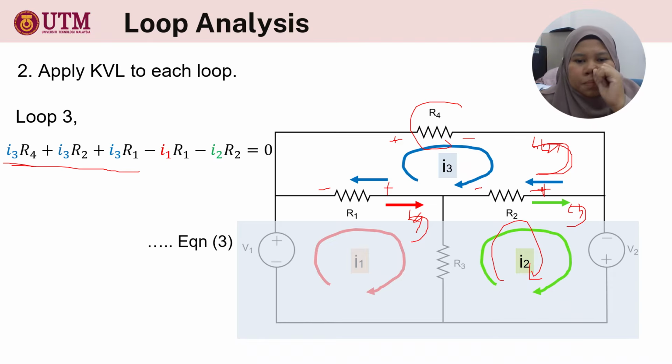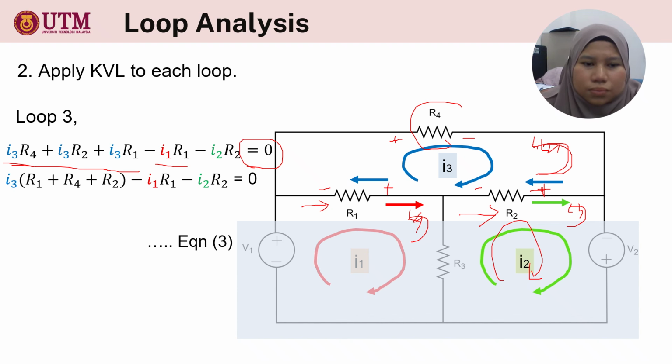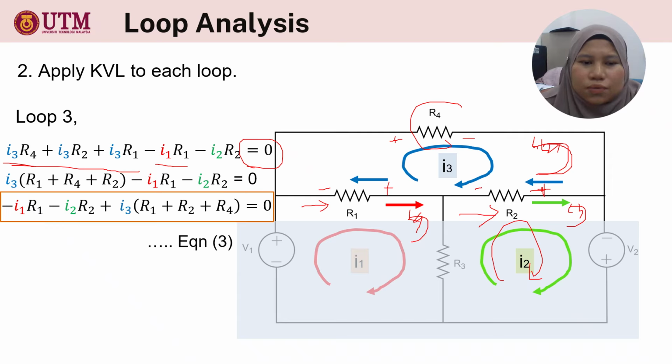And then do the I1 terms, which are in this direction. So negative I1 multiplied with R2. And this is also the same, negative I2 multiplied with R1, sorry. This is R1, this is R2. And it is equal to 0. So rearrange everything, and then we get this equation.